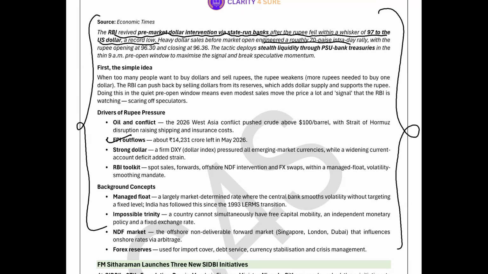Where the data shows FPI outflows of about ₹14,231 crore left in May 2026, only this, the rest of the points are not needed. And the NDF market, the offshore non-deliverable forward market in Singapore, London, Dubai, influences onshore rates via arbitrage. Once you understand the mechanism of all this, the FEMA rule, and how the rupee and international dollar work, then only will you understand it more clearly. Is it clear? So please try to understand it after prelims, okay? Just remember the data for prelims now, is it clear?